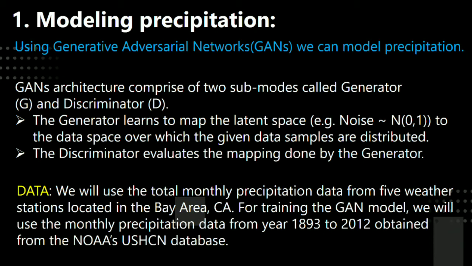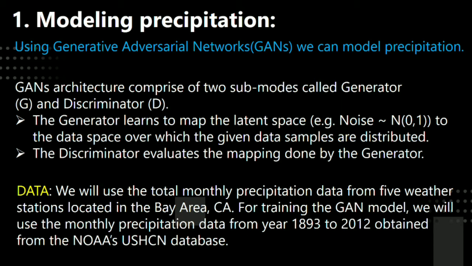So now, talking about modeling precipitation. We will be using a generative adversarial network to model the precipitation. The GAN architecture consists of two submodels, a generator and a discriminator. The generator is used to map latent space to data space, and the discriminator evaluates the mapping done by the generator. This architecture part I will be discussing in the next slide.